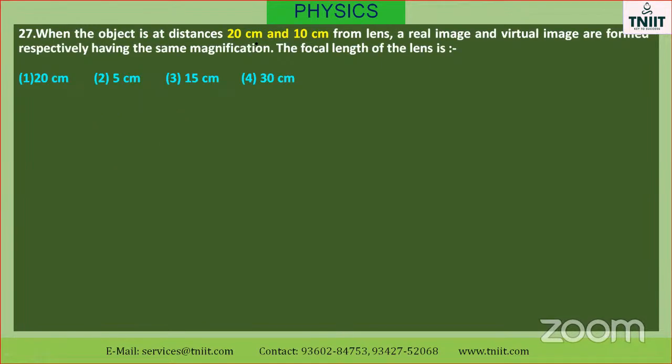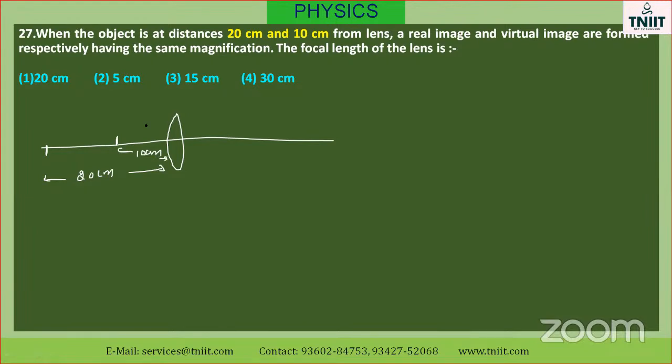When the object is at 20 centimeter and 10 centimeter from the lens, how many objects are there? If I say this is the lens, this is the axis. One object is at 10 centimeter, right? The another object is at 20 centimeter.